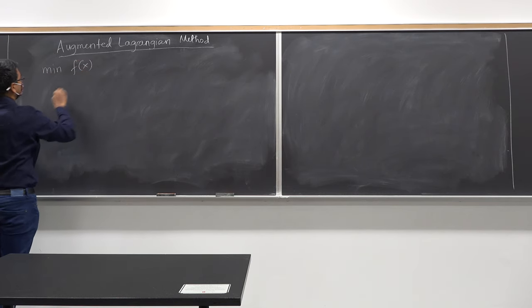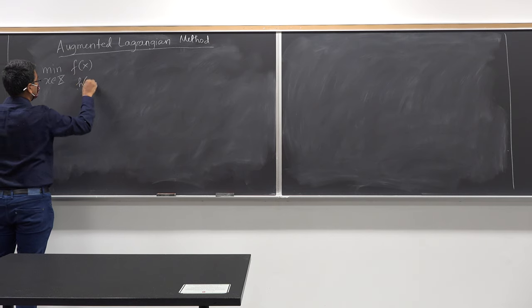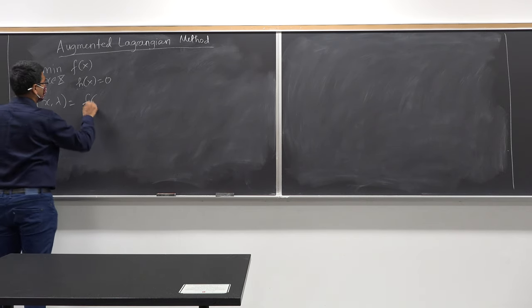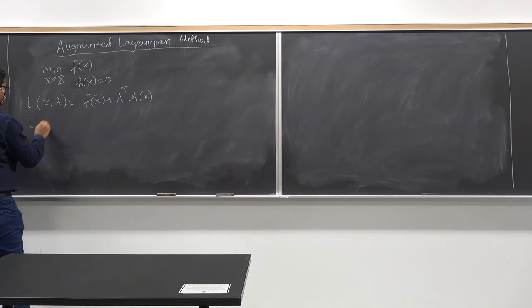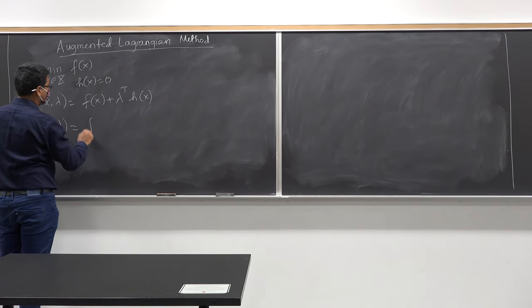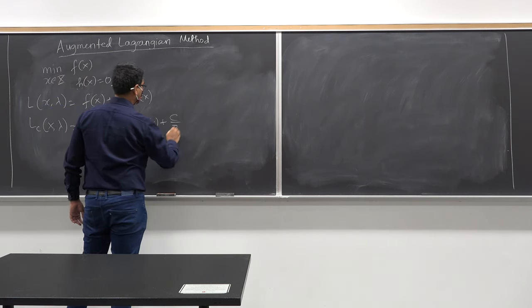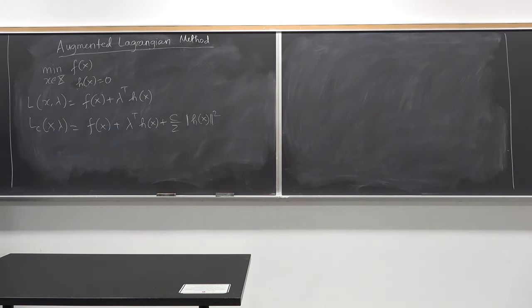We want to solve for x in capital X, h of x equals 0. The Lagrangian for this case is given by f(x) plus lambda transpose h(x), and the augmented Lagrangian is given by this expression. I just add a penalty for violating the constraint.